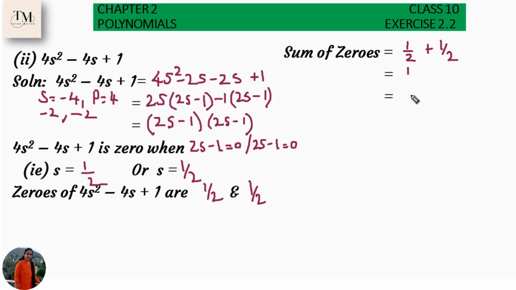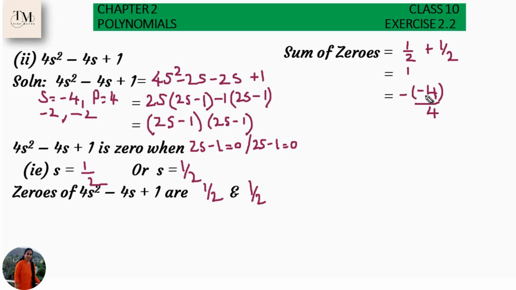So this can be written as minus of minus 4 divided by 4. Okay, so this is same. Minus of minus 4 is plus 4. 4 by 4 is 1. So I can write like this.